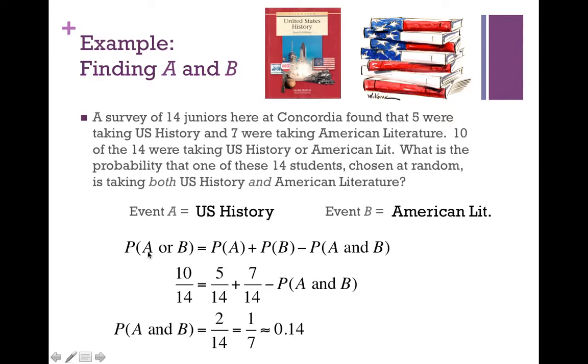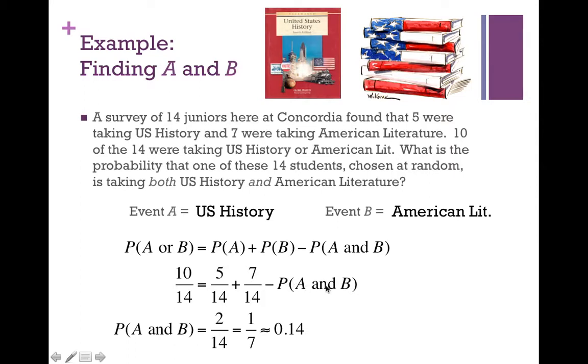So, probability that a student is taking A or B. Well, right here we're told 10 of the 14 were taking U.S. history or American Lit. So 10 out of 14 goes in that spot. Probability that they were taking U.S. history. Well, we were told 5 students were taking U.S. history, so that is going to be 5 out of 14. And the probability that a student is taking American Lit, well, we were told 7 were taking American Lit, so that's 7 out of 14.